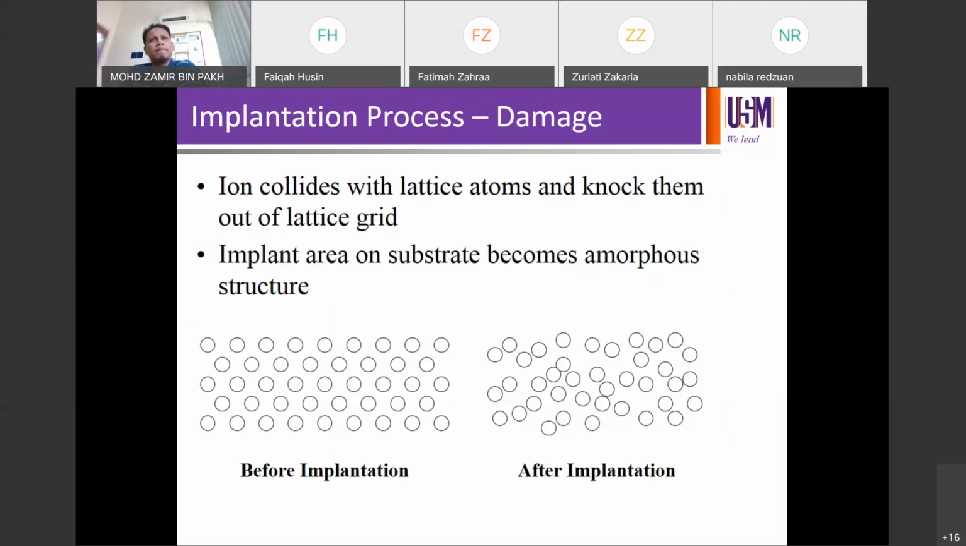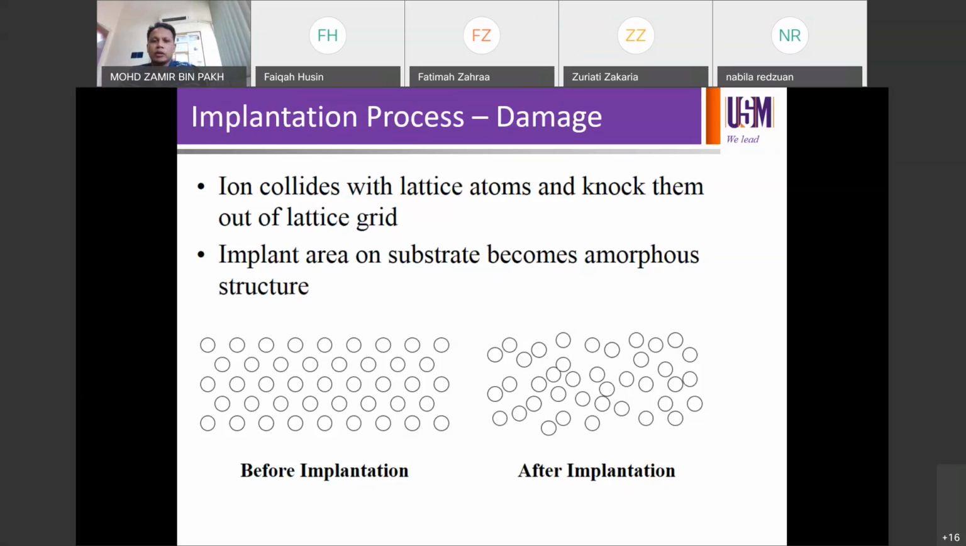So this process carries a higher level of accuracy when we talk about doping, but it also leads to some damage problems after the process. In comparison, the diffusion method that we discussed before is more seamless in its nature and causes less damage, but the accuracy is not as good as the implantation process. So ion collides with lattice atoms and knocks them out of the lattice. This is what essentially happens.